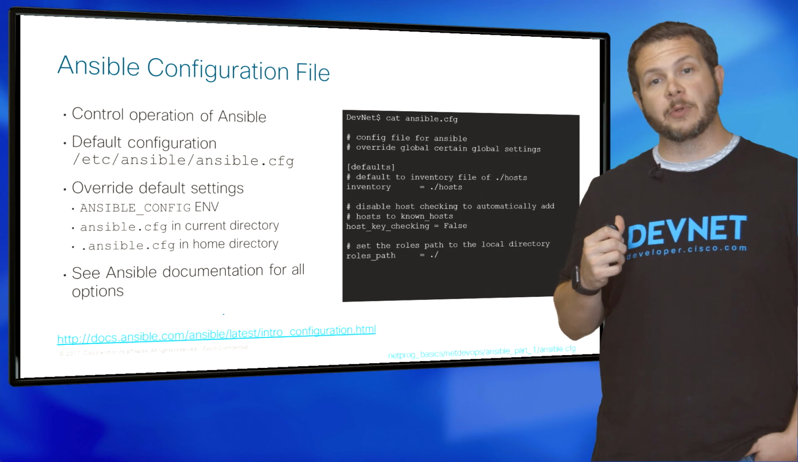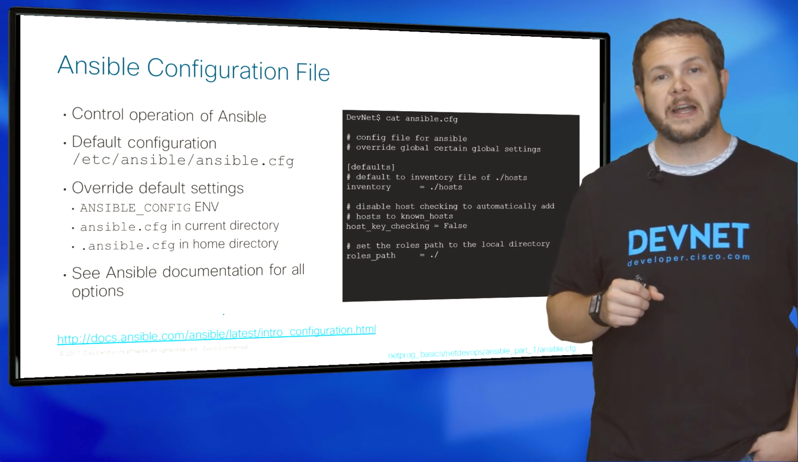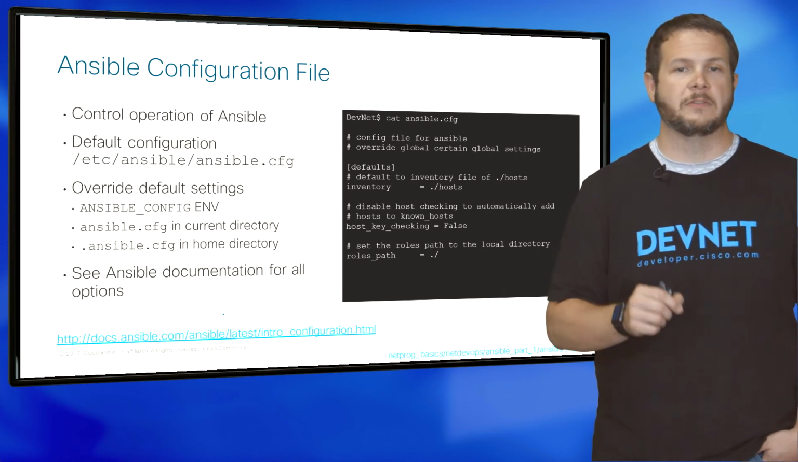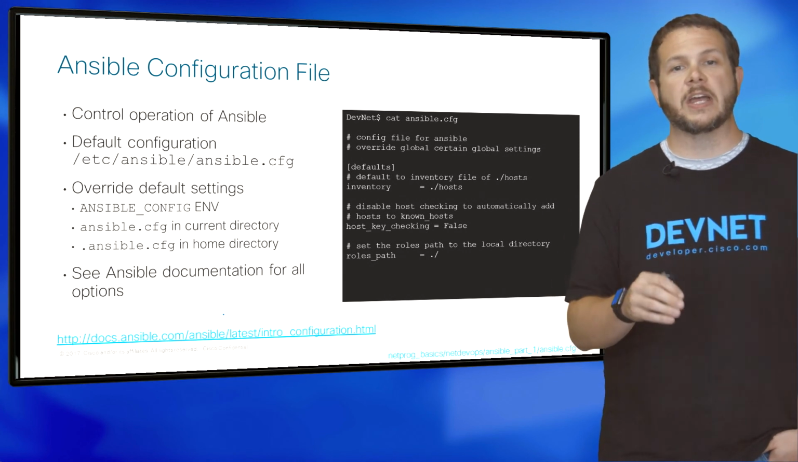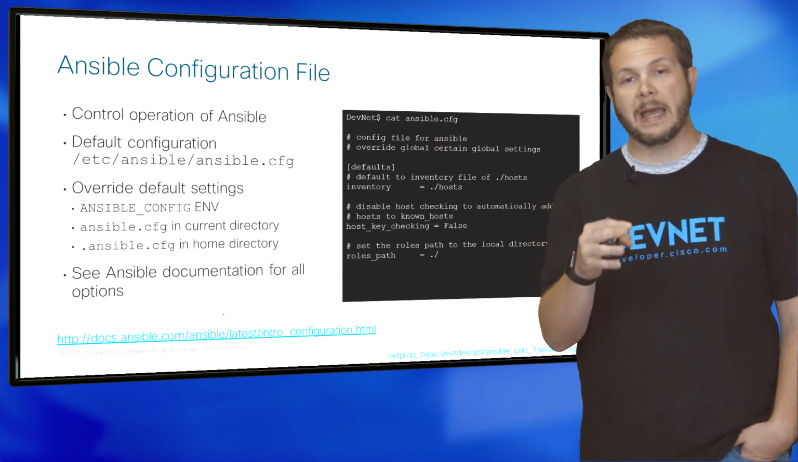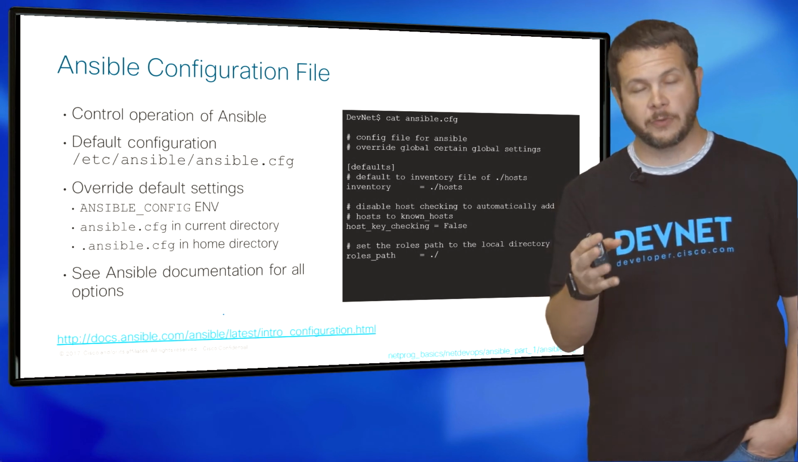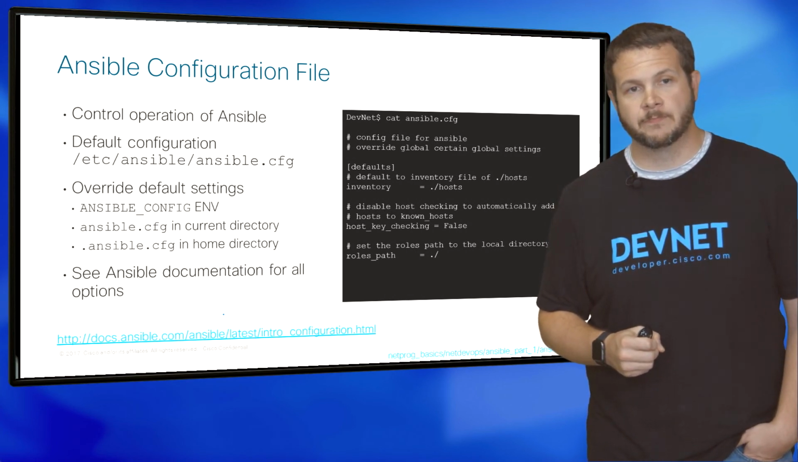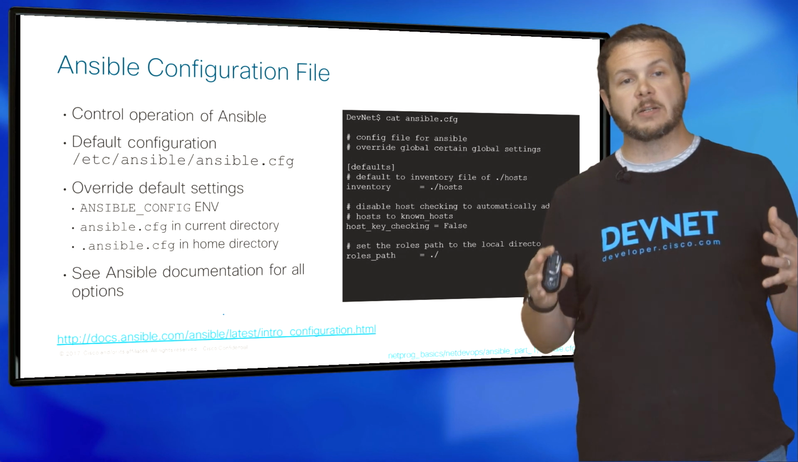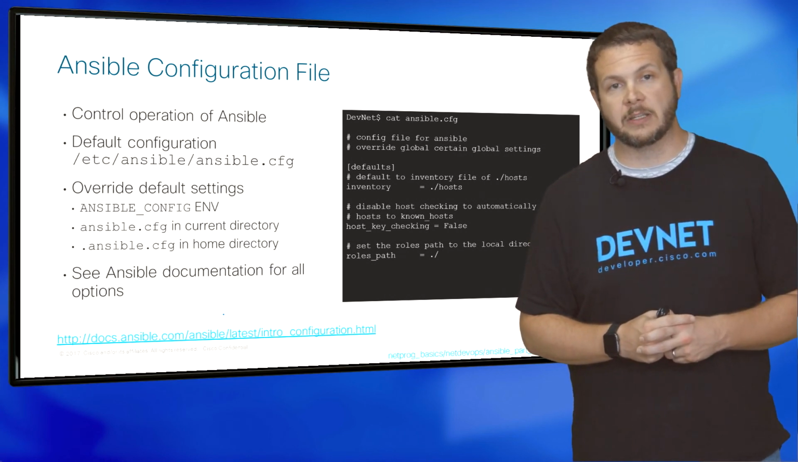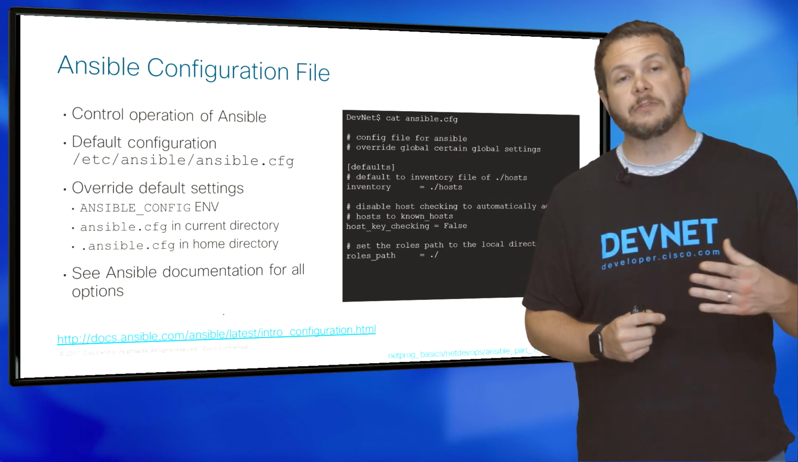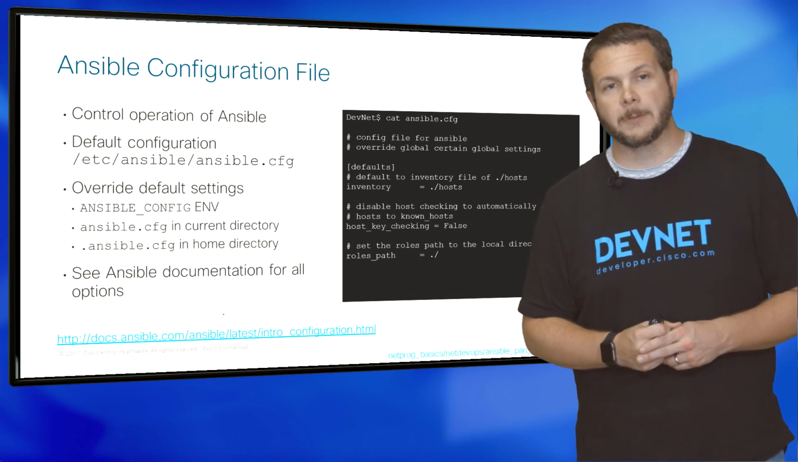If we look at the example here, we can see that we're specifying where to find the inventory file. We're disabling host key checking to make it easier for our lab testing. And then finally, we're specifying the location of where to find the roles. We'll talk more about roles in just a bit. Now, for documentation and information about all of the Ansible options that you may want to configure in the configuration file, check the full Ansible documentation linked here.